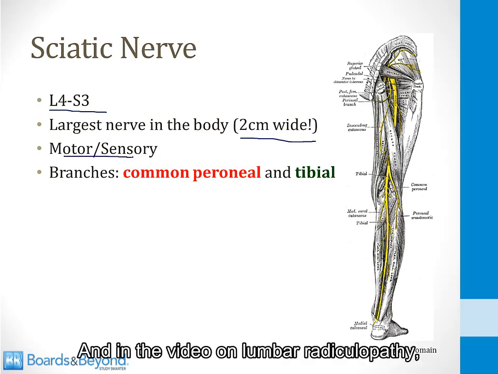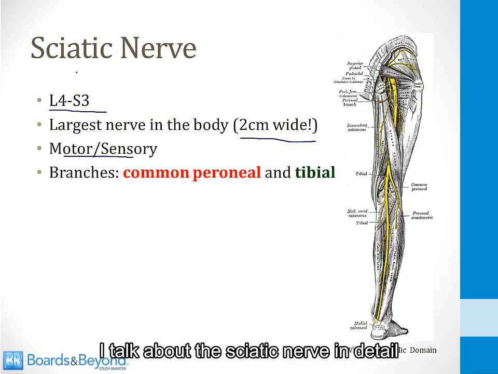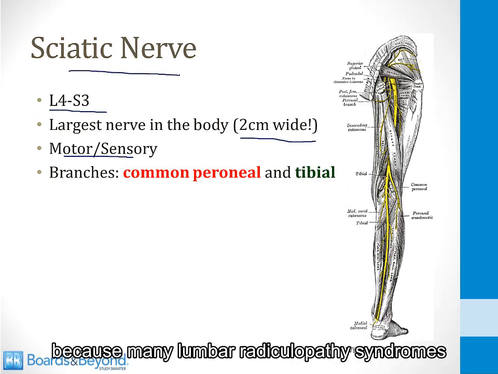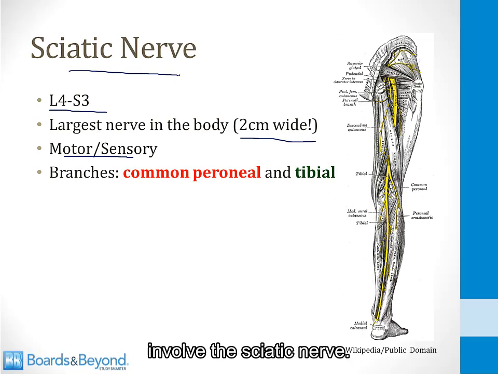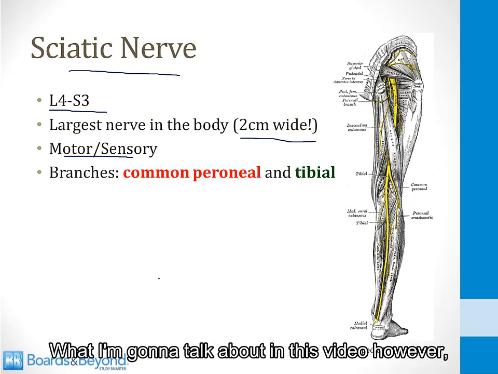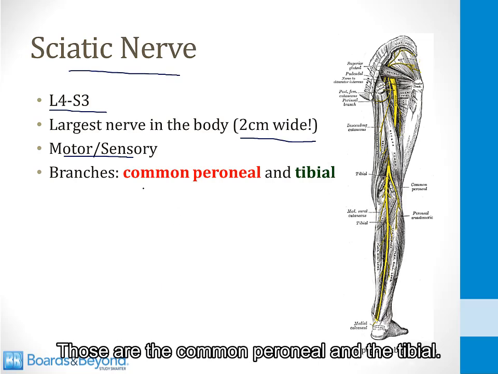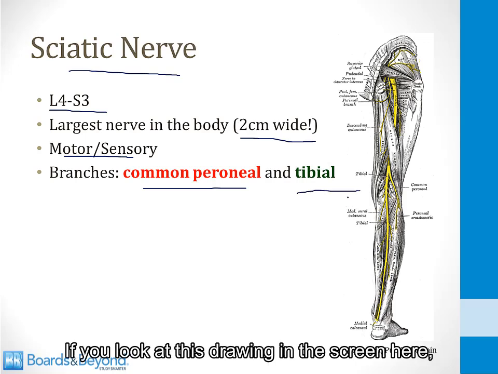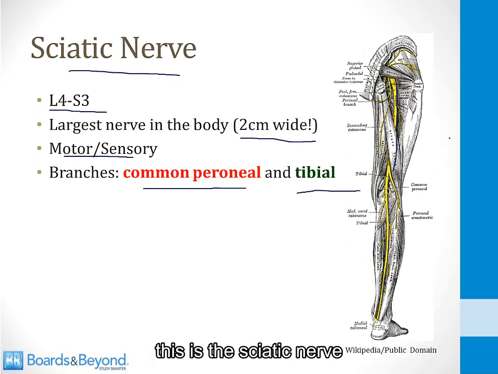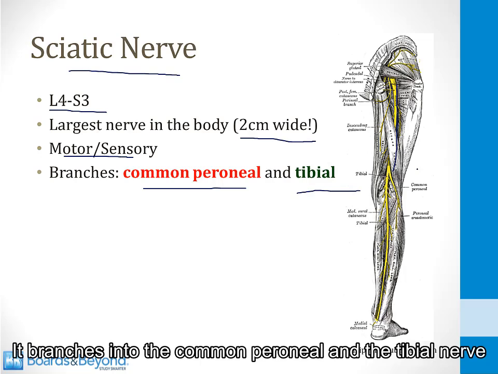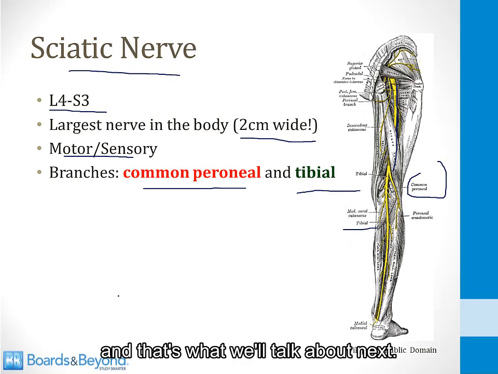In the video on lumbar radiculopathy, I talk about the sciatic nerve in detail, because many lumbar radiculopathy syndromes involve the sciatic nerve. What I'm going to talk about in this video, however, are the 2 branches of the sciatic nerve in the lower leg. Those are the common peroneal and the tibial. If you look at this drawing on the screen here, this is the sciatic nerve running down the back of the thigh. It branches into the common peroneal and the tibial nerve, and that's what we'll talk about next.